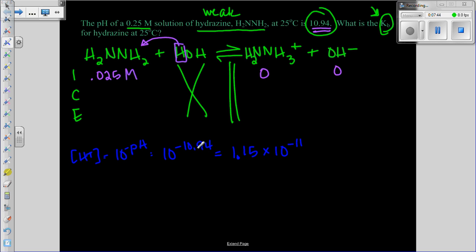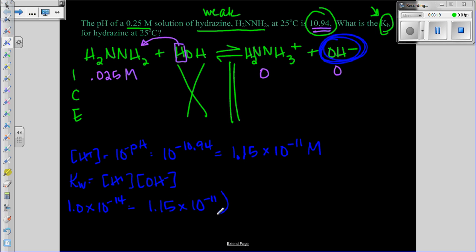Now this has two numbers past the decimal, so I would have two significant figures, but I'm not going to worry about that until the next step. That gives me hydrogen ion concentration, but that's not part of my reaction. I have hydroxide here, so I'm going to use Kw equals hydrogen ion concentration times hydroxide ion concentration. So Kw, which is 1 times 10 to the negative 14th, is going to equal 1.15 times 10 to the negative 11th times my hydroxide ion concentration. So I am taking both sides and dividing by 1.15 times 10 to the negative 11th, and I get 8.70 times 10 to the negative 4th molar.